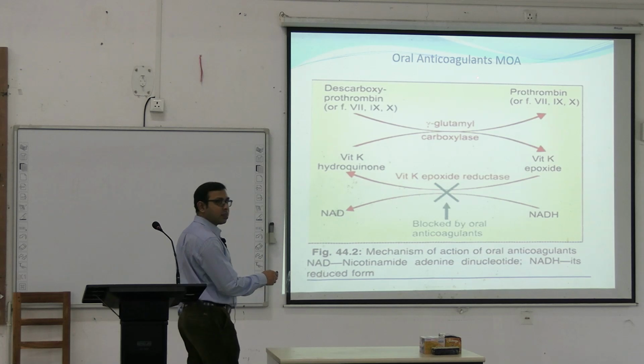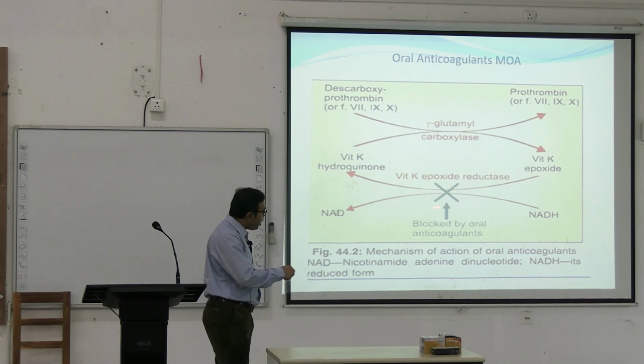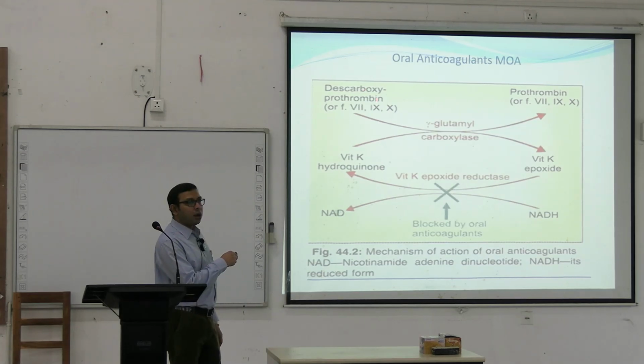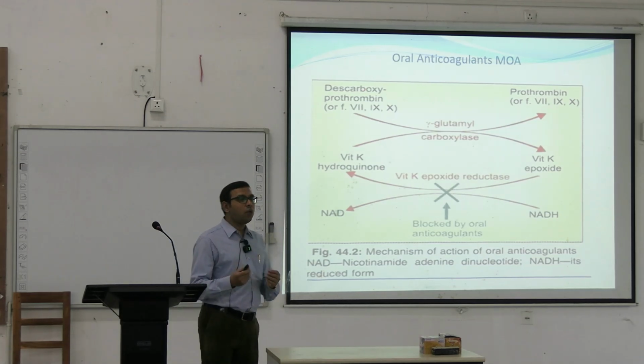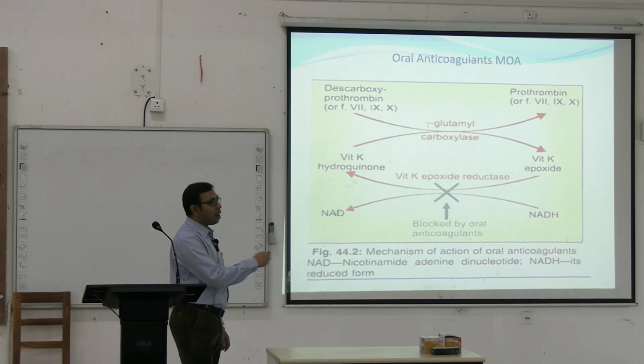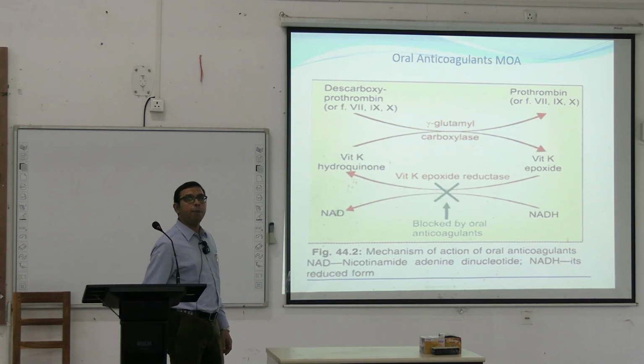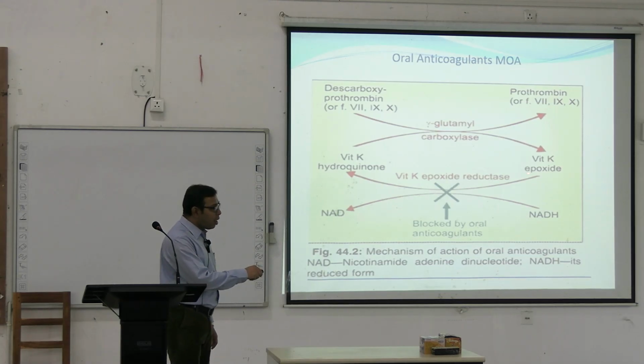So how does it act? You can see this is the carboxyprothrombin, the zymogen form of the coagulation factors. It is activated by means of gamma glutamyl carboxylase, and at the same time vitamin K hydroquinone is converted to vitamin K epoxide, and then again it cycles back. So ultimately this cycle continues.